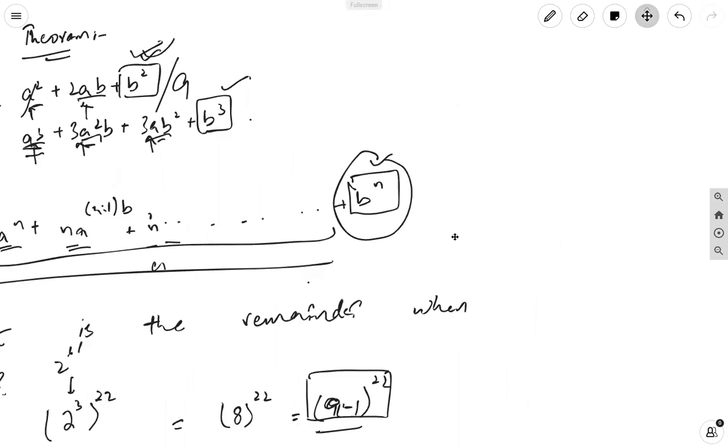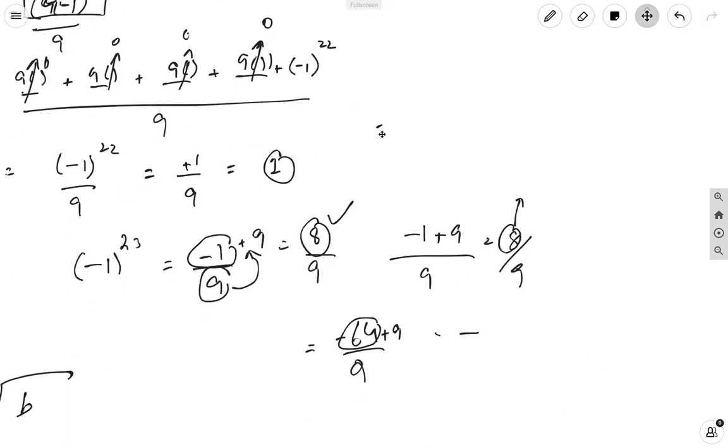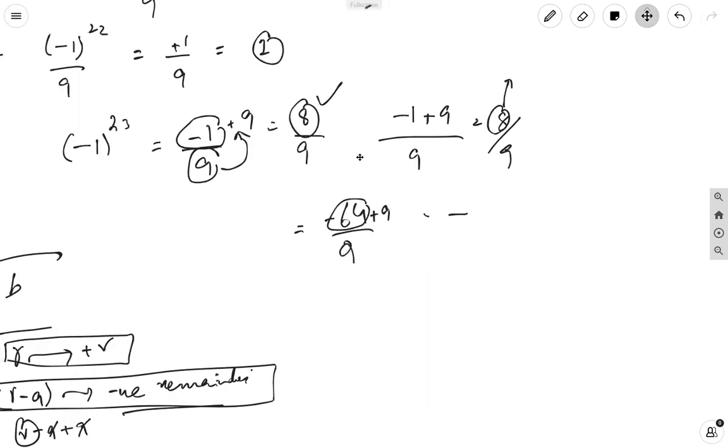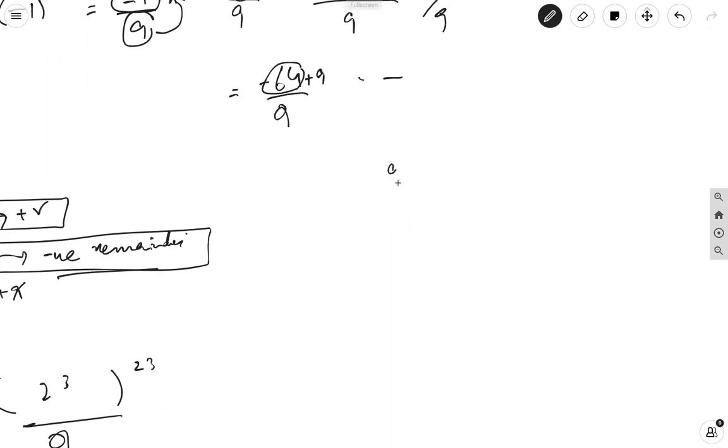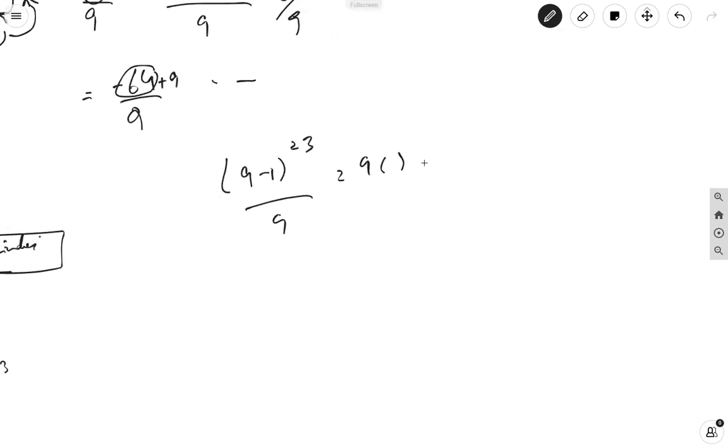And exactly this is the concept we are using here, right? If you open this, you have 9 minus 1 power 23 over 9. If you open this, all of the first terms have 9 in them, except the last value, which is minus 1 power 23. If you divide that by 9, because all of the others have 9, the remainder will be 0.